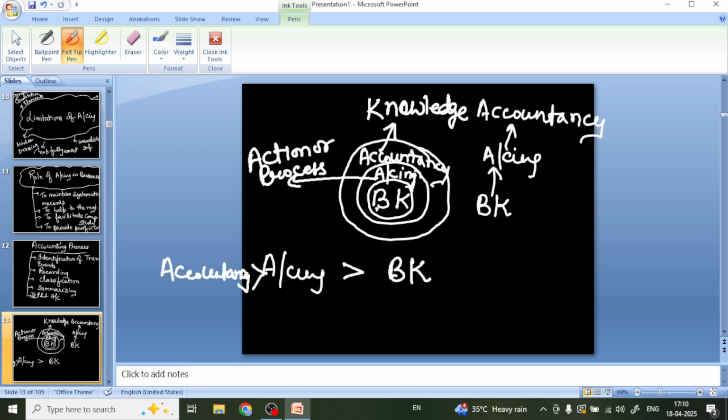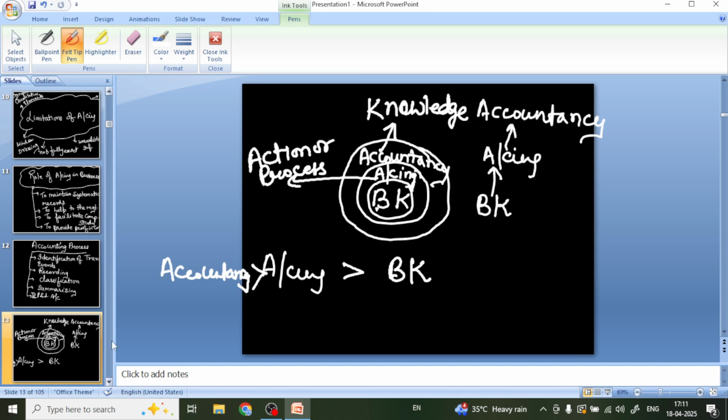Accounting analyzes the financial statements which will be made on the basis of bookkeeping. While on the other side, accountancy is a methodology to record the transactions and analyze financial statements which are prepared by the process of bookkeeping. That is known as accountancy.